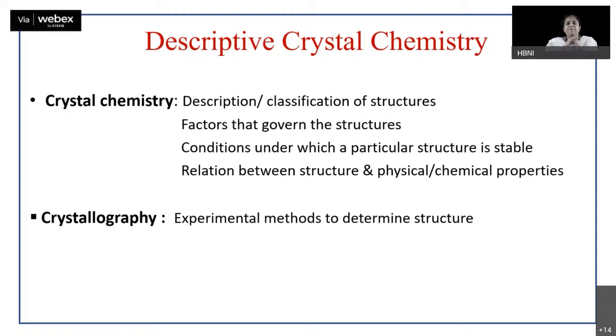But when I'm talking of experimental methods which I can use to determine the structure of my material, then the branch of materials chemistry, solid state chemistry or solid state physics that I'm referring to is called crystallography. I hope you will now be able to distinguish between these two terms, crystal chemistry and crystallography.